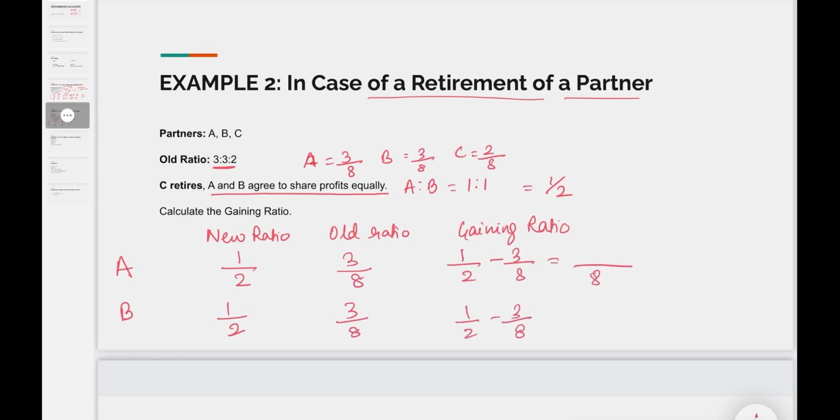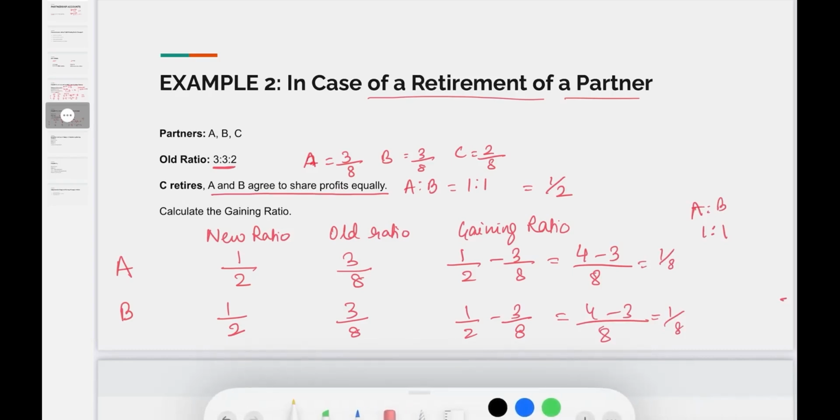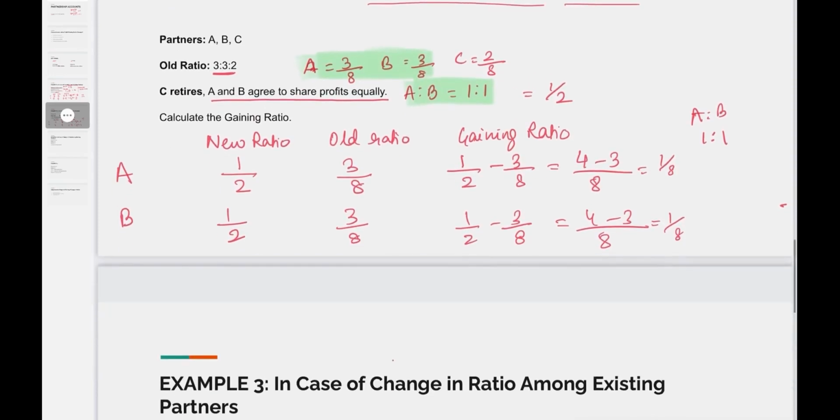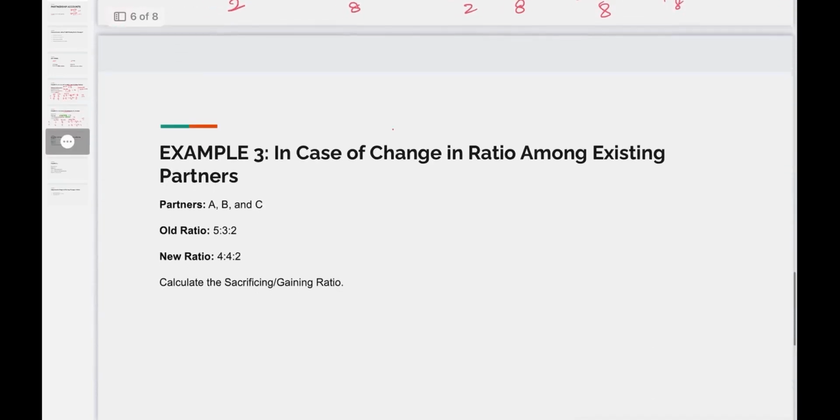Take the LCM as 8. Here it is 4 minus 3. Here it is again 4 minus 3. So it is 1 by 8 and 1 by 8. So the gaining ratio between A and B will be 1:1, that is equally. We can see from here as well that earlier they were sharing equal profit, and again in the new case also they are sharing equal profit. So the shares that will be gained by both will be equal.